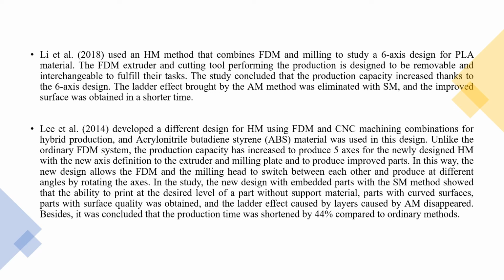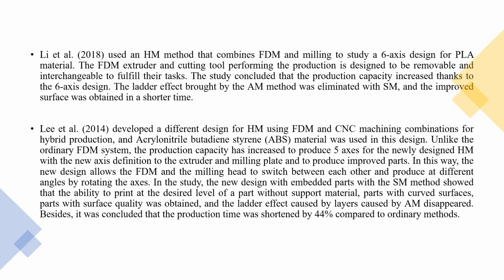Lee et al. developed a different design for HM using FDM and CNC machining combinations for hybrid production. An acrylonitrile butadiene styrene material was used in this design. Unlike the ordinary FDM system, the production capacity has increased to 5 axes for the newly designed HM, with the new axis definition for the extruder and milling head, and to produce improved parts. In this way, the new design allows the FDM and the milling head to switch between each other and produce at different angles by rotating the axis.